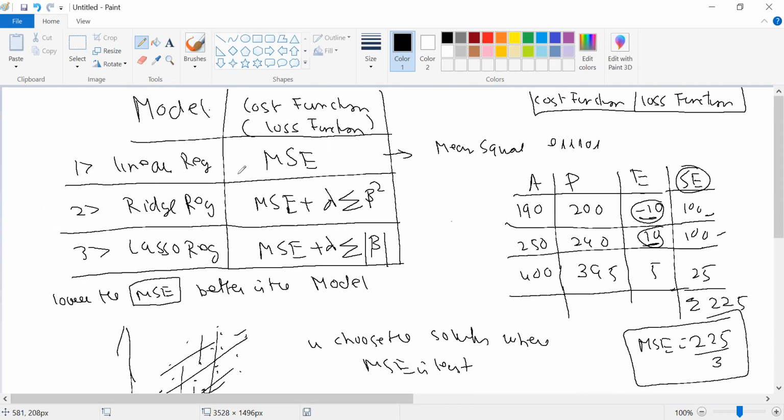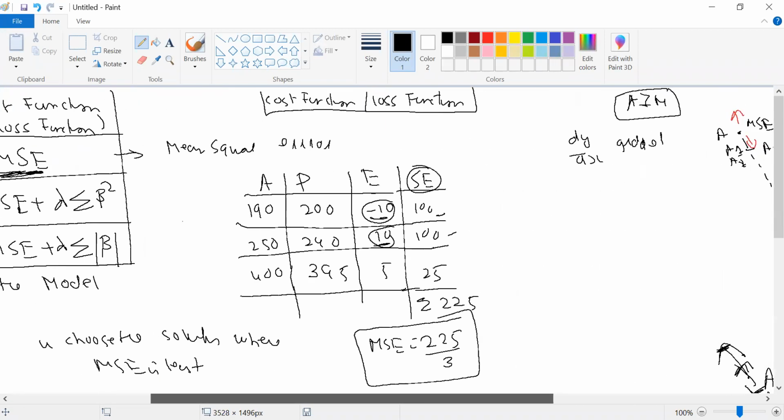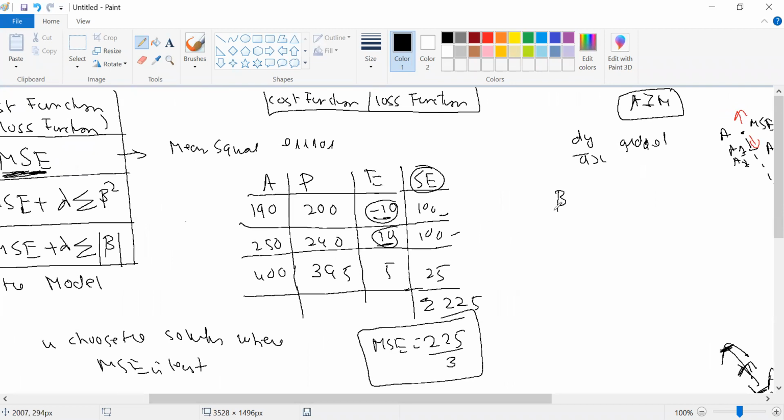Now come to this thing. So in linear regression, your cost function is your MSC. In ridge regression, your cost function is MSC plus lambda summation beta square. In Lasso regression, it is MSC plus lambda summation mod beta. Now the question is, what is beta? Beta toh sabko pata hai. Remember, y is equal to beta naught plus beta 1 x1 plus beta 2 x2 plus so on and so forth. Okay. So you are taking the summation of the beta square.